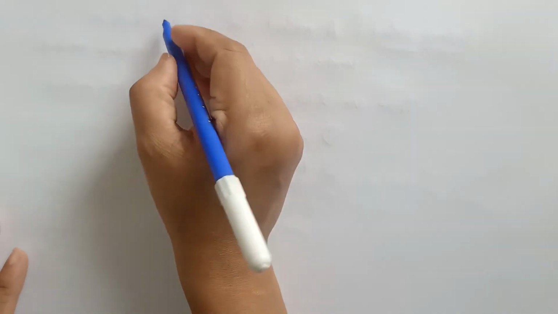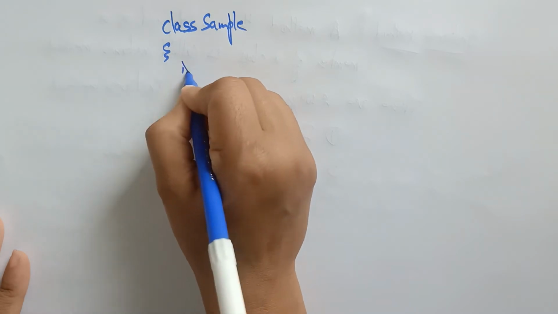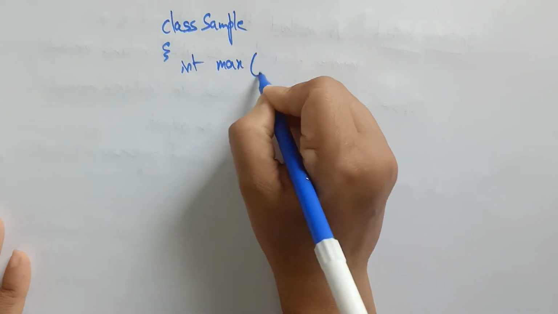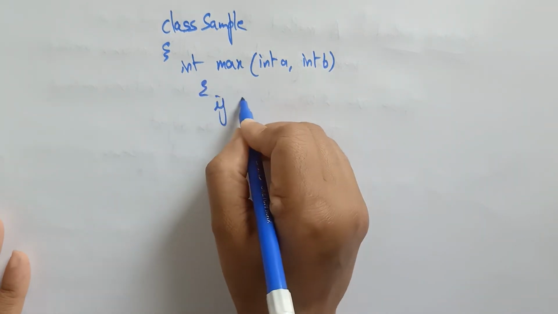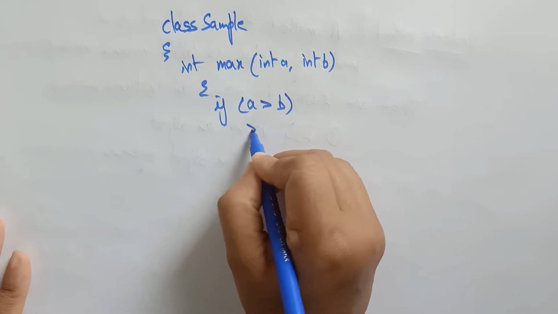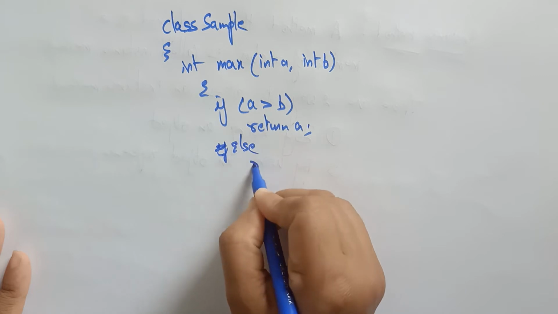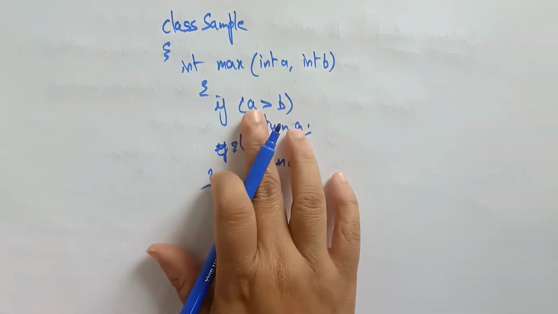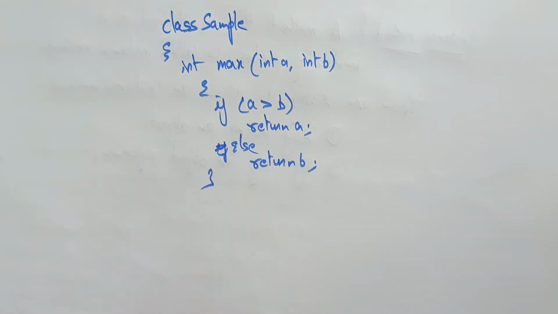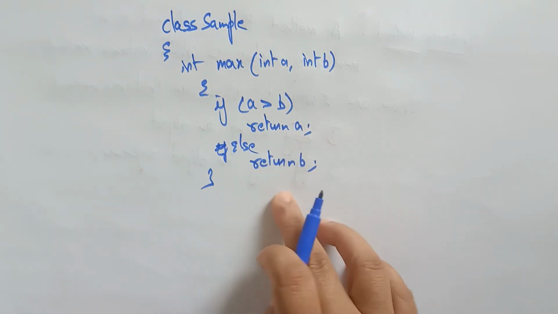Let me take a fresh page. The example here: class Sample. I am writing a method with arguments and a return type. If A is greater than B, return A, else return B. So this is the logic. If I enter two values and A is greater than B, then return the A value, else return B.